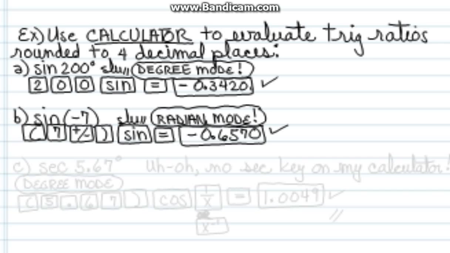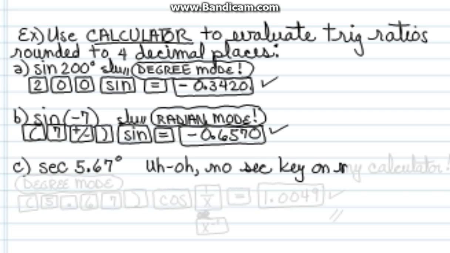And finally, let's evaluate the secant of 5.67 degrees. There's no secant key on my calculator. I mean, it is degree. I know I'll have it in degree mode, but there's no secant key. So I'm going to have to refer to the reciprocal function. Get it in degree mode.